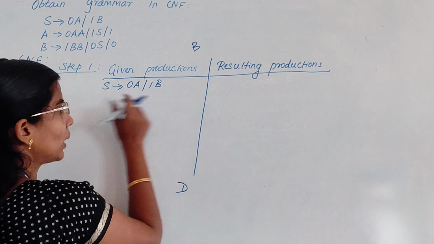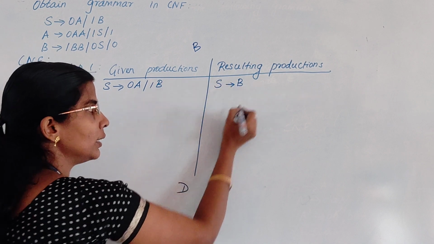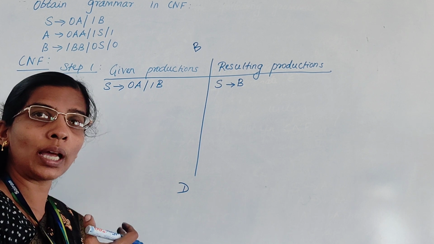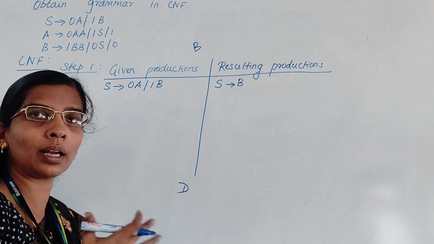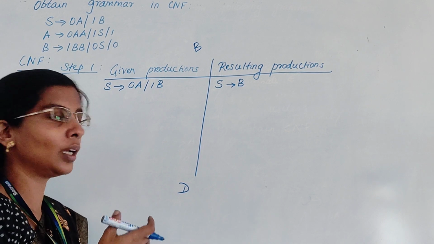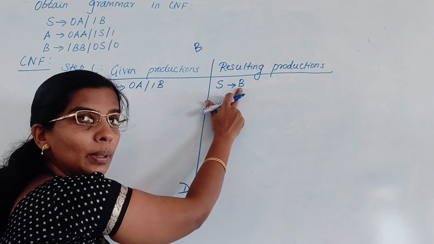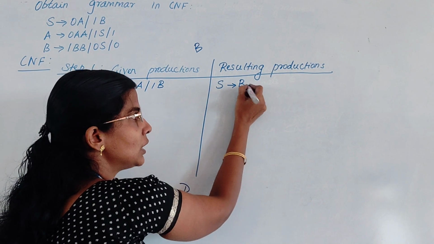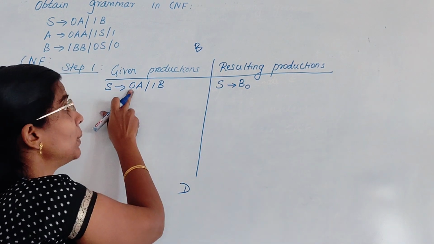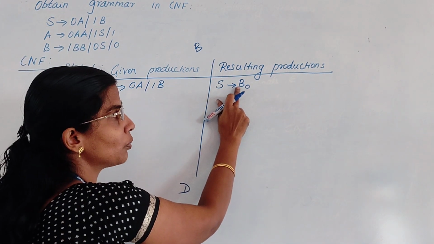So in conversion, I write my first production and write this variable B, since it is a combination of terminal and non-terminal. I told you I'll convert everything into non-terminal. What is non-terminal? Uppercase letter. So this 0 I am converting into an uppercase letter. So I use this variable B, and the subscript is the terminal which I am converting. That terminal should be the subscript of this non-terminal.